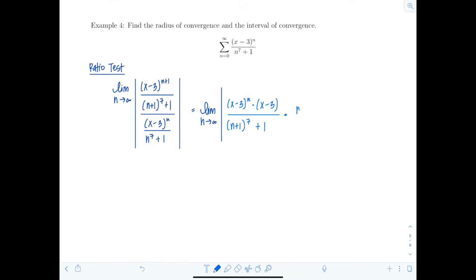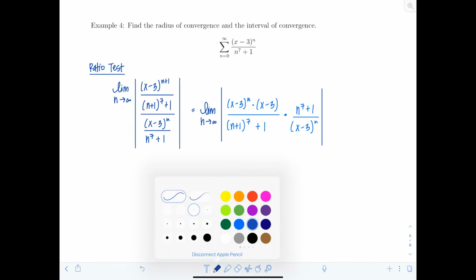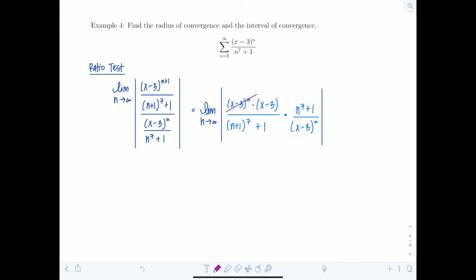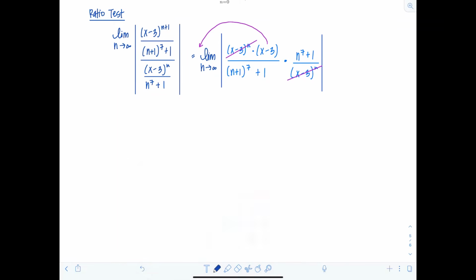Times, now I have n to the 7th plus 1 on the numerator and x minus 3 to the n in the denominator there. Okay, anything you notice I can cancel? I can cancel out x minus 3 to the n, that's good. And then I'm just going to take out this x minus 3, but keep the absolute value outside of the limit. So I can just focus on everything with an n in it for the time being. So now we're going to have absolute value of x minus 3 times the limit as n approaches infinity of n to the 7th plus 1 over n plus 1 to the 7th plus 1.